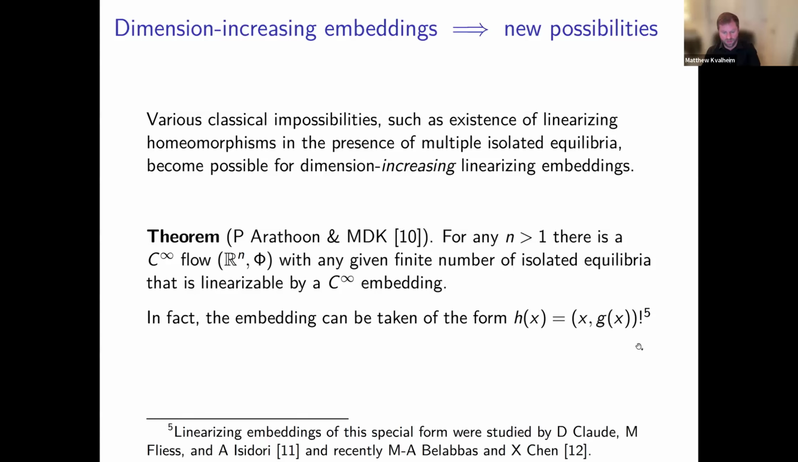And in fact, if you work hard enough, the embedding can be taken of the form h of x equals (x, g of x). In other words, these are graph-like embeddings. They're graphs of some function g. And embeddings of this special form are nice because if you're interested in practical things like this applied Koopman stuff, well, you want to be able to invert your embedding. And even if you have an invertible nonlinear map, in practice, inverting it can be very hard, invertible onto its image. But in this case, the inverse is just given by projecting onto the first however many coordinates. So these practically useful embeddings were studied in very classical work in control theory by Claude Fliess and Isidori, and recently by Balakrishnan and Chen.